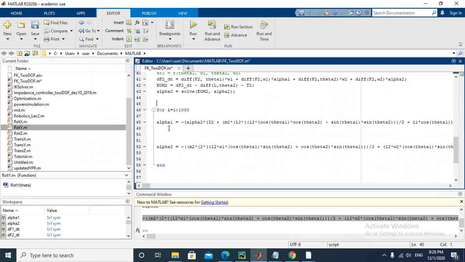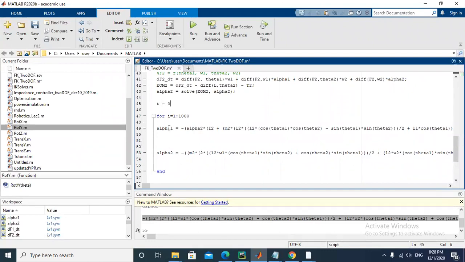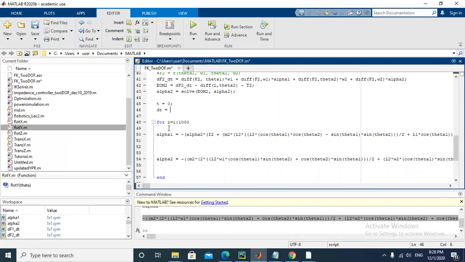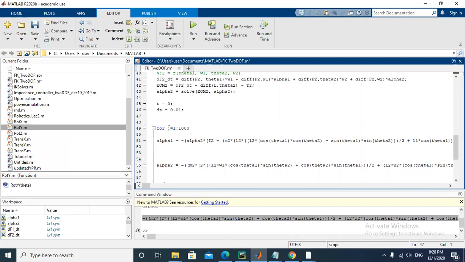Let's define some variables. I'm going to call time 0 before the loop, and I'm going to use a time step of 0.01, let's say. Let's actually give some values. M1 is equal to 1, M2 equal to 1, L1 equal to 1, L2 equal to 1, and G is equal to 9.8.